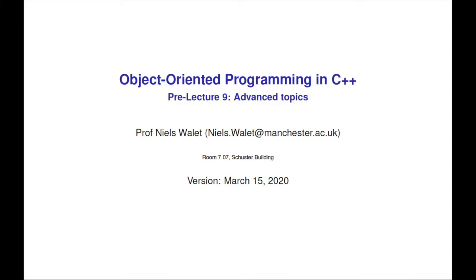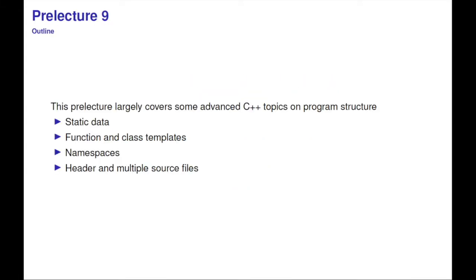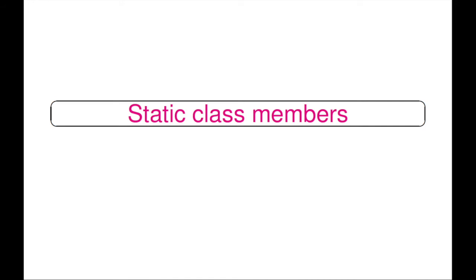So, we're already on the 9th and penultimate lecture of our series. Today we're going to talk about 4 advanced topics in C++, which are closely linked to program structure. The idea of static data, function and class templates, which is a very efficient way to write functions that have the same structure for multiple classes, the use of namespaces, and probably most importantly, the use of header and multiple source files. So, without further ado, let's start with the first case, static class members.